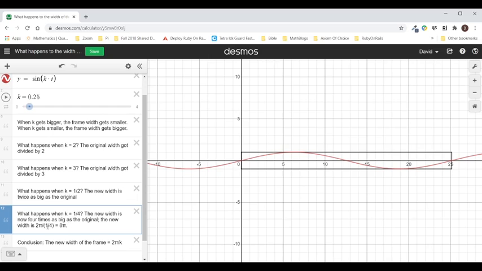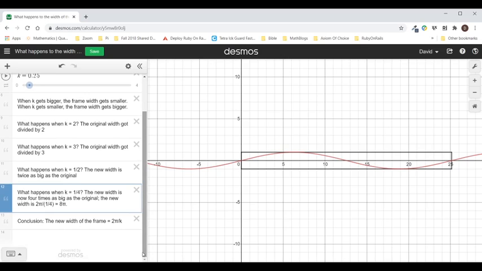What does that tell us? You can see what I actually had to do here, and I did this every single time, is that the conclusion we want to be able to say is the new width of the frame is going to be the original width, 2 pi, divided by that number k that goes there. We're going to be using this formula a lot, so I would memorize it. Please.